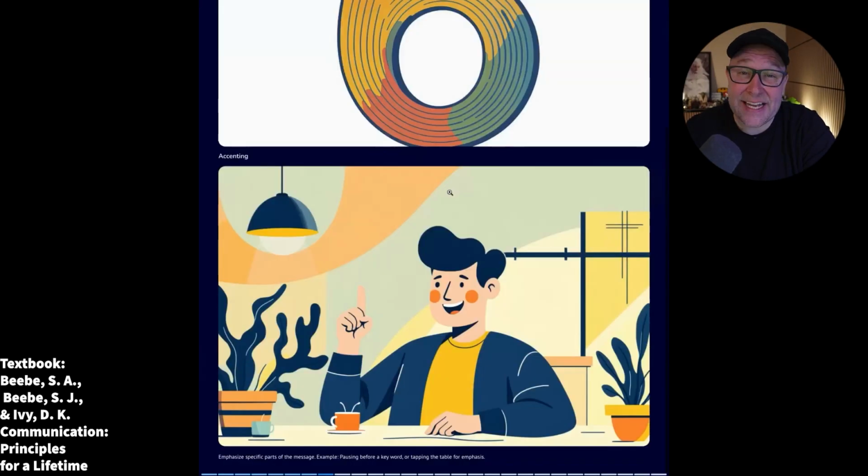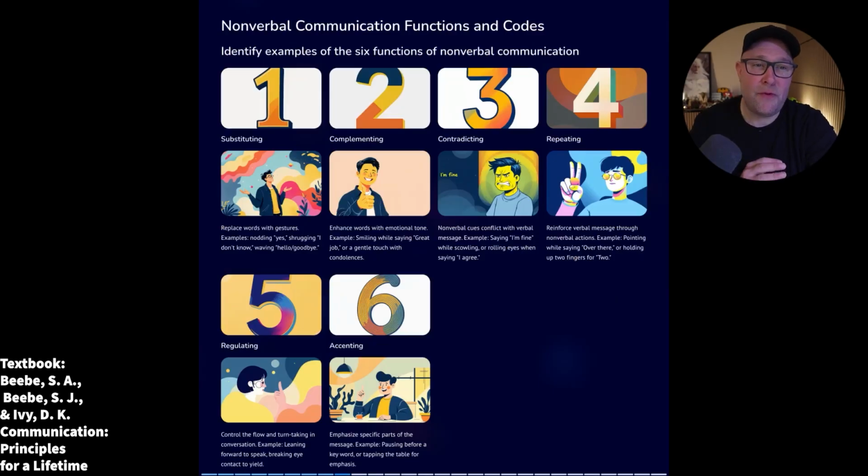Six is accenting. Accenting emphasizes specific parts of a message. For example, pausing before a key word or tapping the table for emphasis. Review nonverbal functions and codes: substituting, complementing, contradicting, repeating, regulating, and accenting.